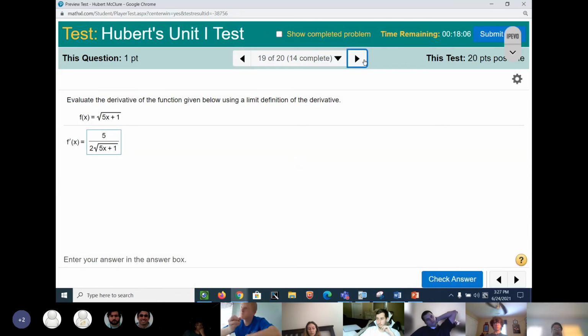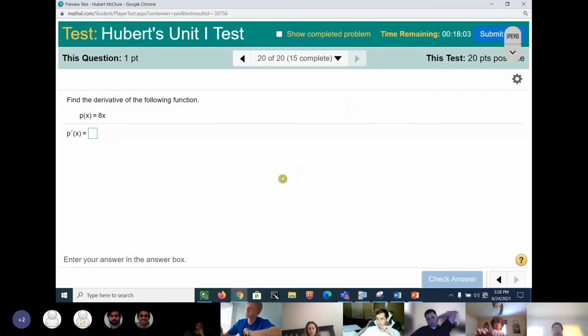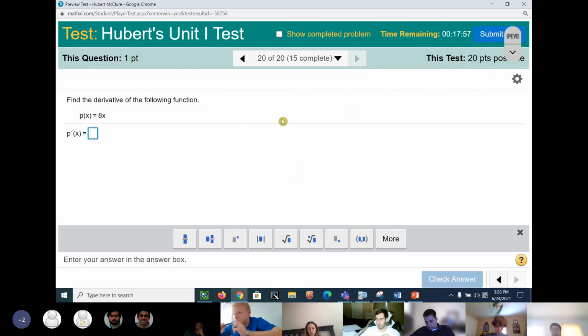And last but not least, oh my gosh. You think y'all can take the derivative of 8x? Can you show us number 17? And that's it.